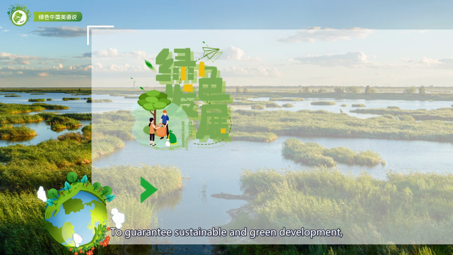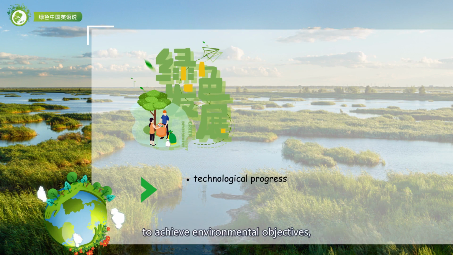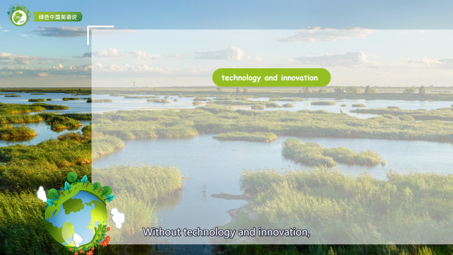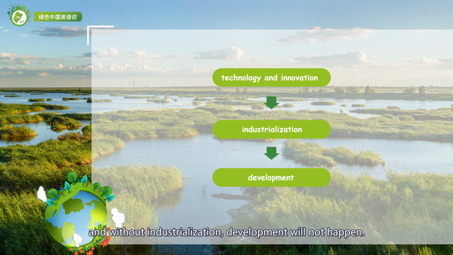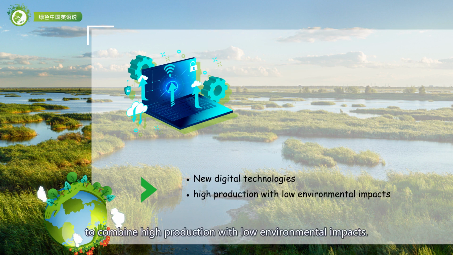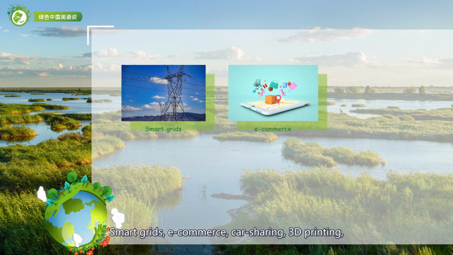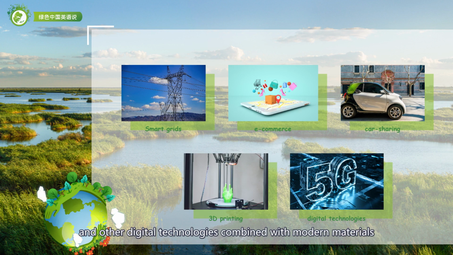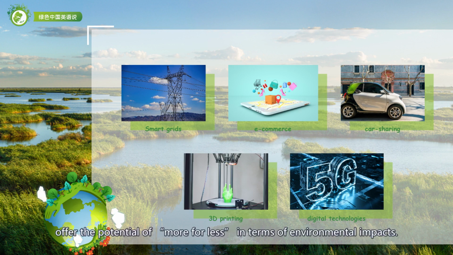To guarantee sustainable and green development, technological progress is the foundation of efforts to achieve environmental objectives, such as increased resource and energy efficiency. Without technology and innovation, industrialization will not happen, and without industrialization, development will not happen. New digital technologies are critical tools to combine high production with low environmental impacts. Smart grids, e-commerce, car sharing, 3D printing, and other digital technologies combined with modern materials offer the potential of more for less in terms of environmental impacts.